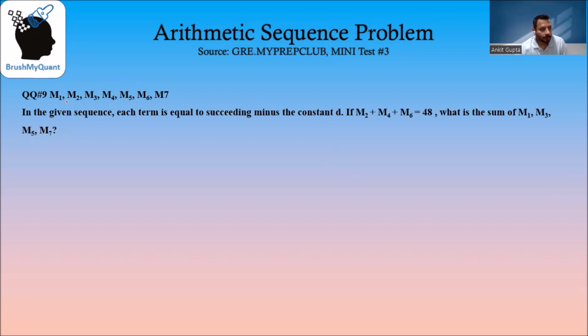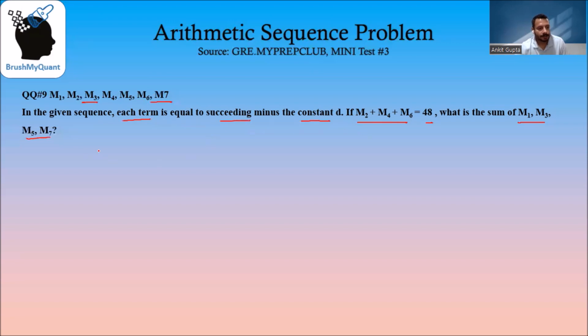A sequence is given to us: M1, M2, M3 all the way till M7. In this sequence, each term is equal to the succeeding term minus a constant d. And it is given to us that M2 plus M4 plus M6 is equal to 48. We need to find the value of the sum of M1, M3, M5 and M7.